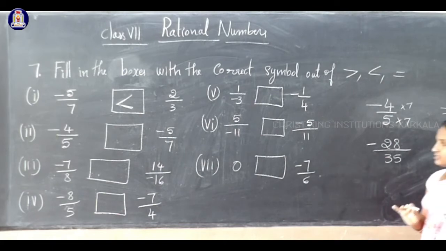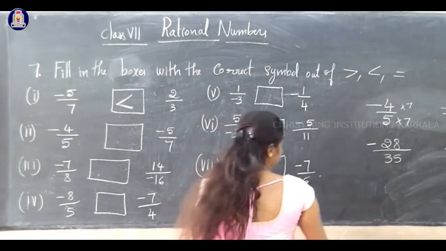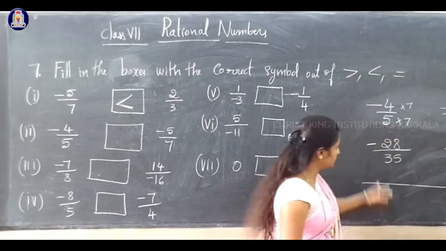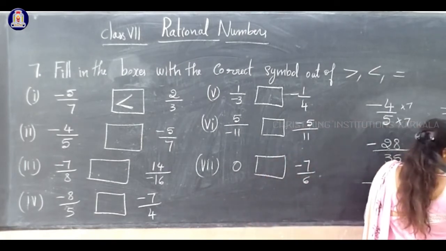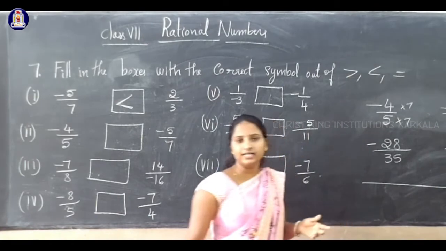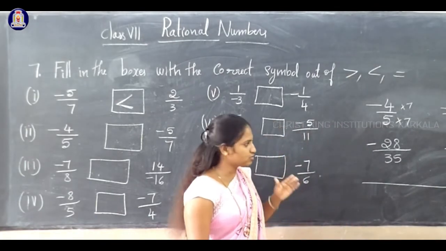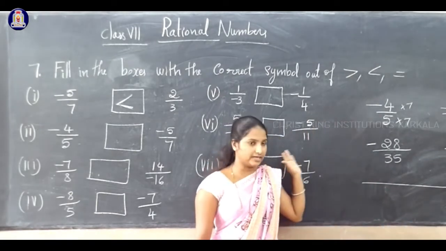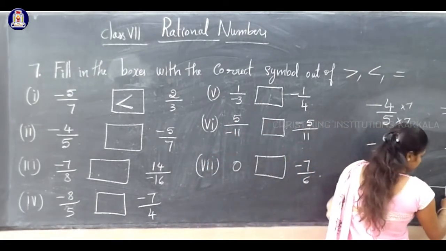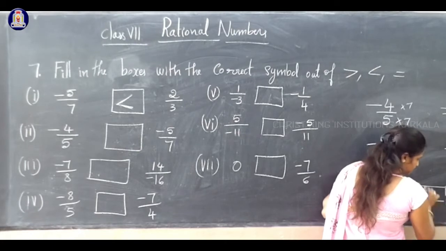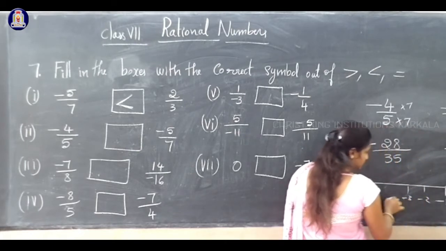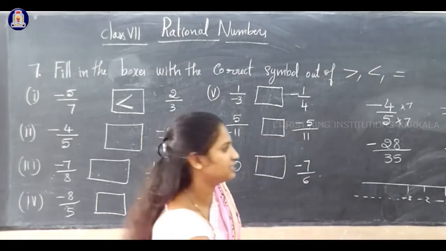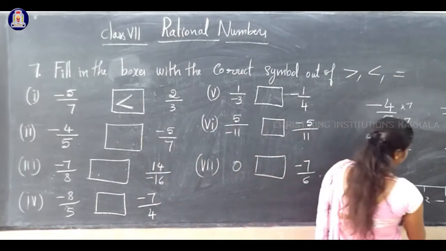See the numerators. The numerator is minus 28 here and minus 25 there. If you draw the number line, you will come to know. Draw the number line, and here the numerators are minus 25 and minus 28, both negative. We can see the negative integers on the left-hand side of the number line: minus 1, minus 2, minus 3, and so on. These are negative integers. So here the numbers are minus 25 and minus 28.